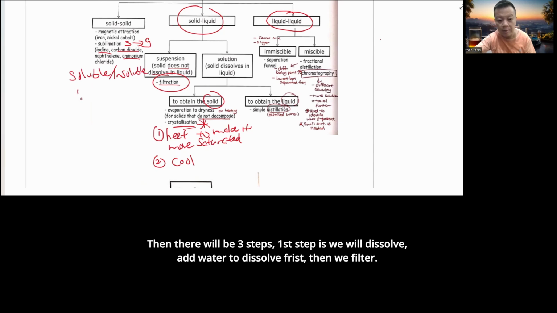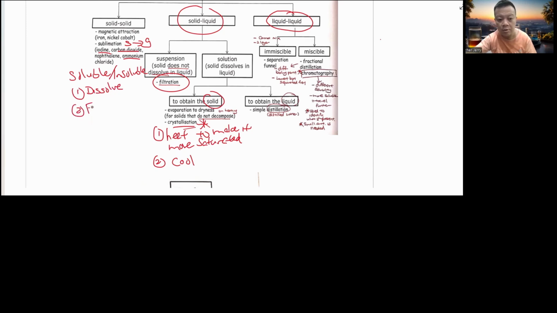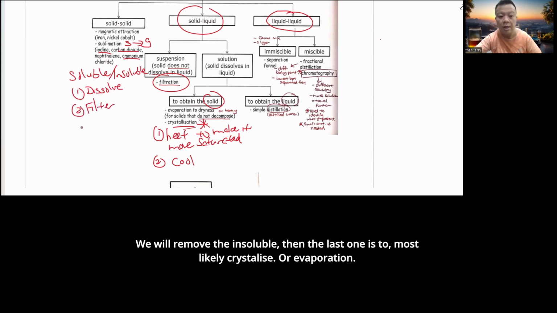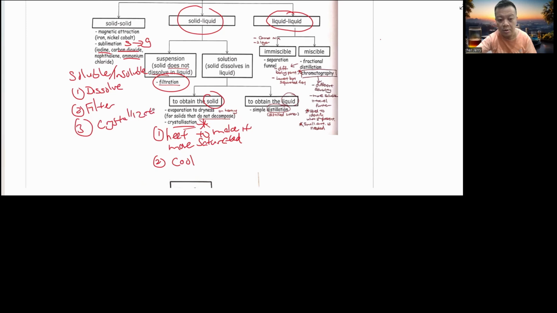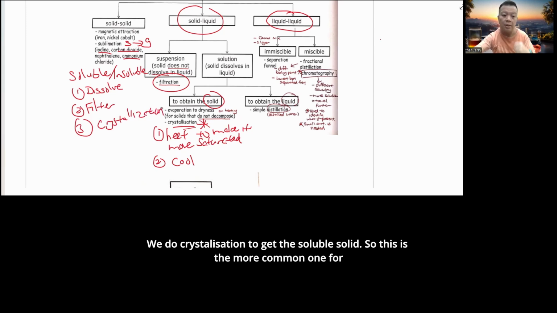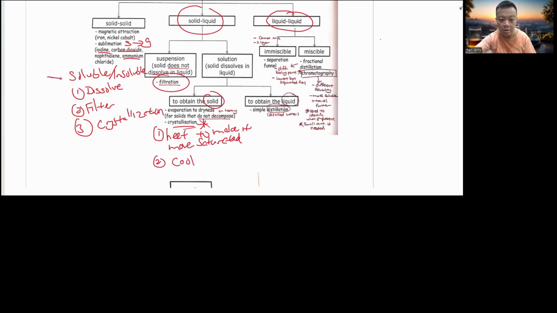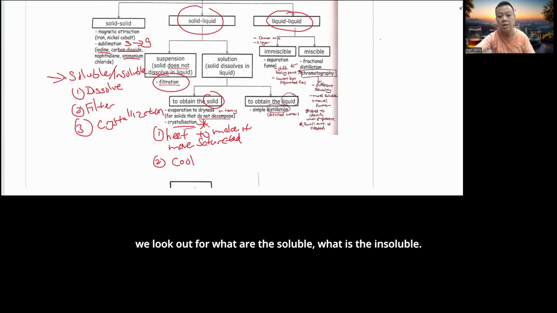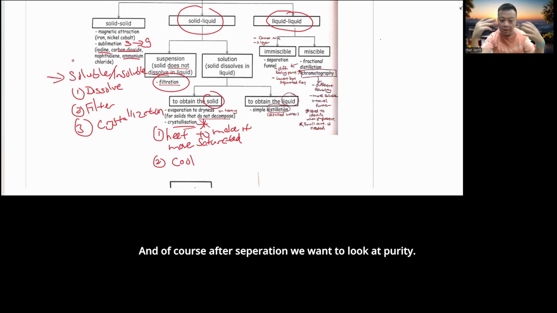Then there will be three steps. First step is that we dissolve. We add water to dissolve first. Then we filter to remove the insoluble. Then the last one is most likely to crystallize or evaporate. We do crystallization to get back the soluble solid. So this is the more common one, where we look out for what is soluble and what is insoluble. And of course, after separation, we want to look at purity.